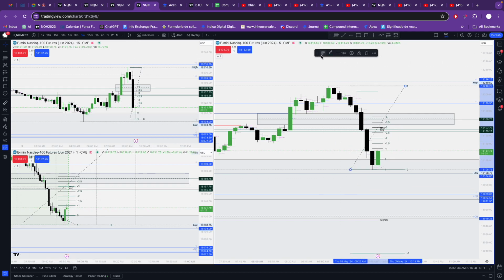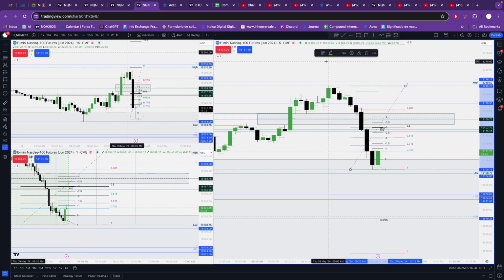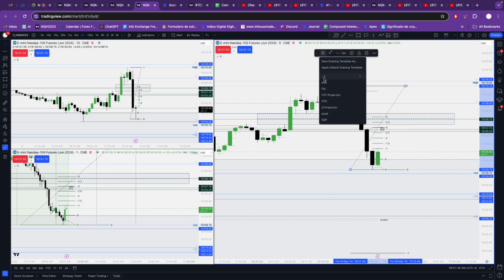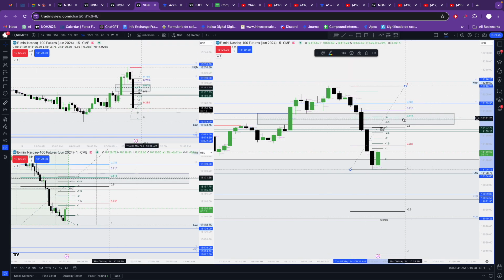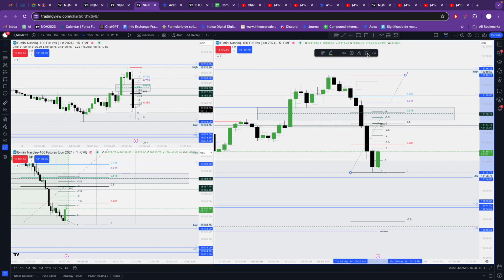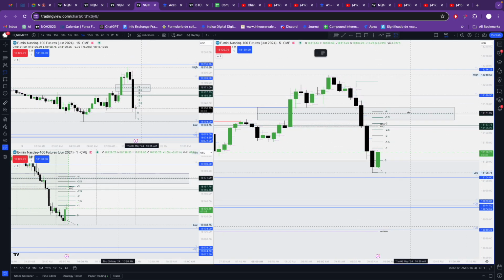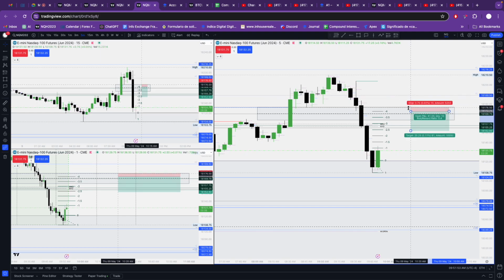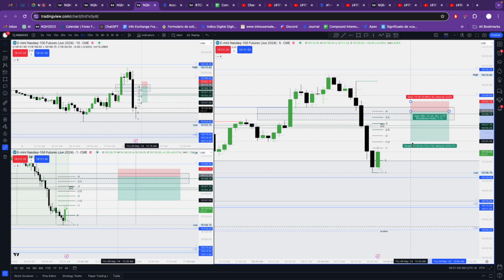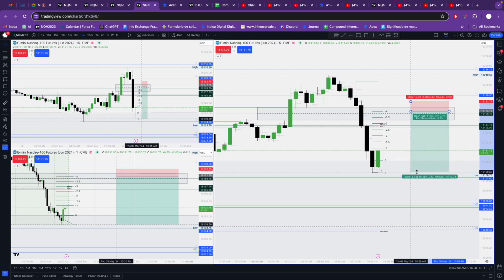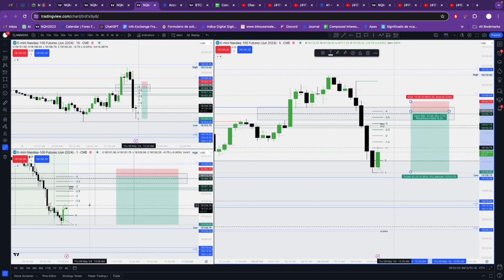Let's look at our fib or OTE. Here's optimal trade entry right up here at the terminus of that 1 minute change in state of delivery. So if I were to take a short position, put it up here, 10-point stop loss. Now we're going to refine where we should put this on a lower time frame and then go to target for these lows down here. That's a 60-point move.